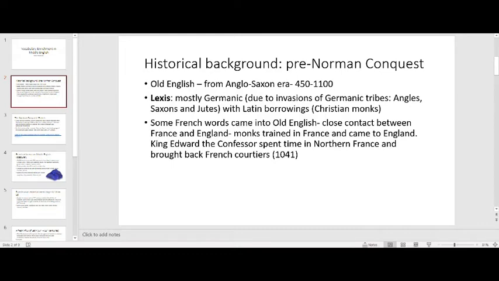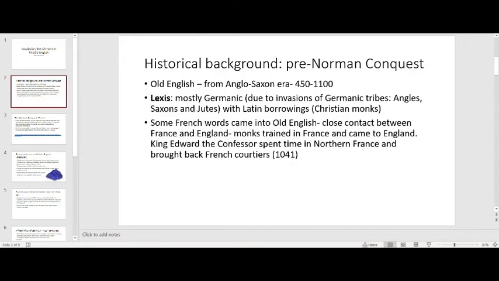Some French words came into Old English after close contact between France and England. Monks trained in France and came to England subsequently. King Edward the Confessor himself spent time in northern France and brought back French courtiers, so princes and noblemen, in 1041.